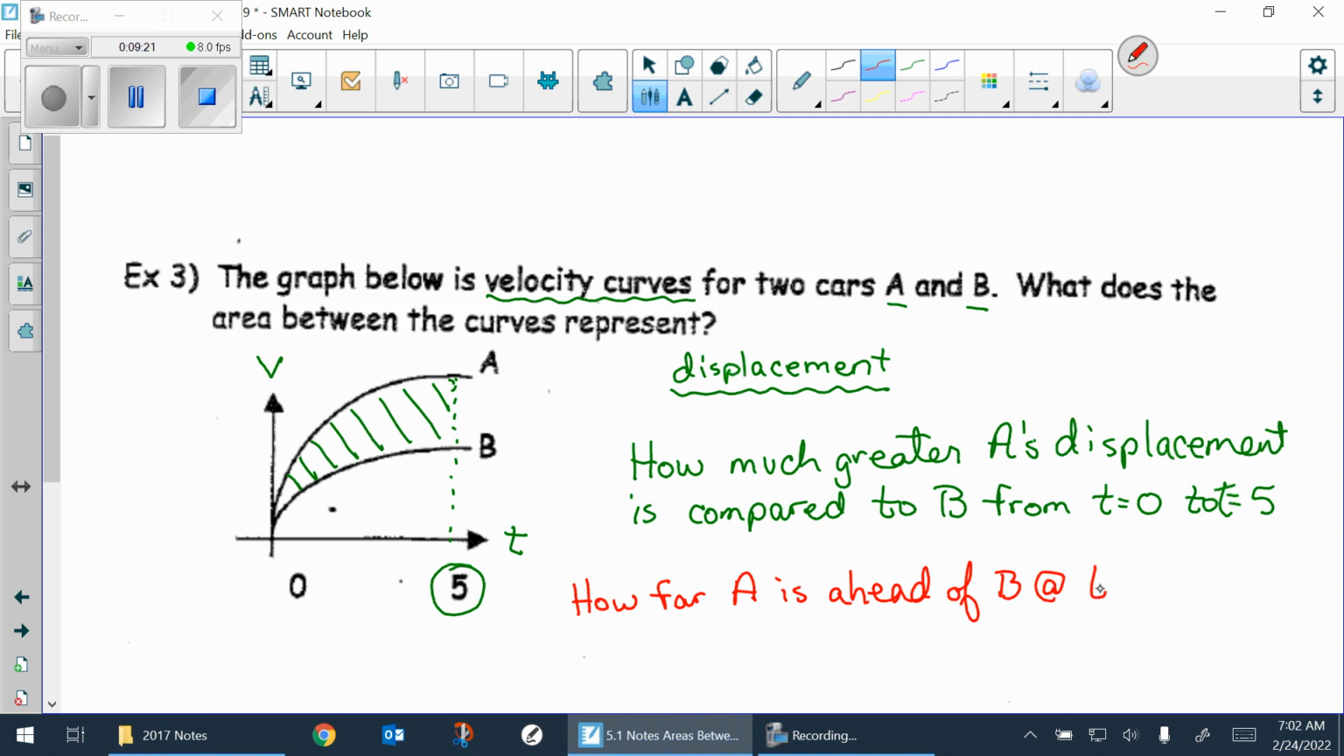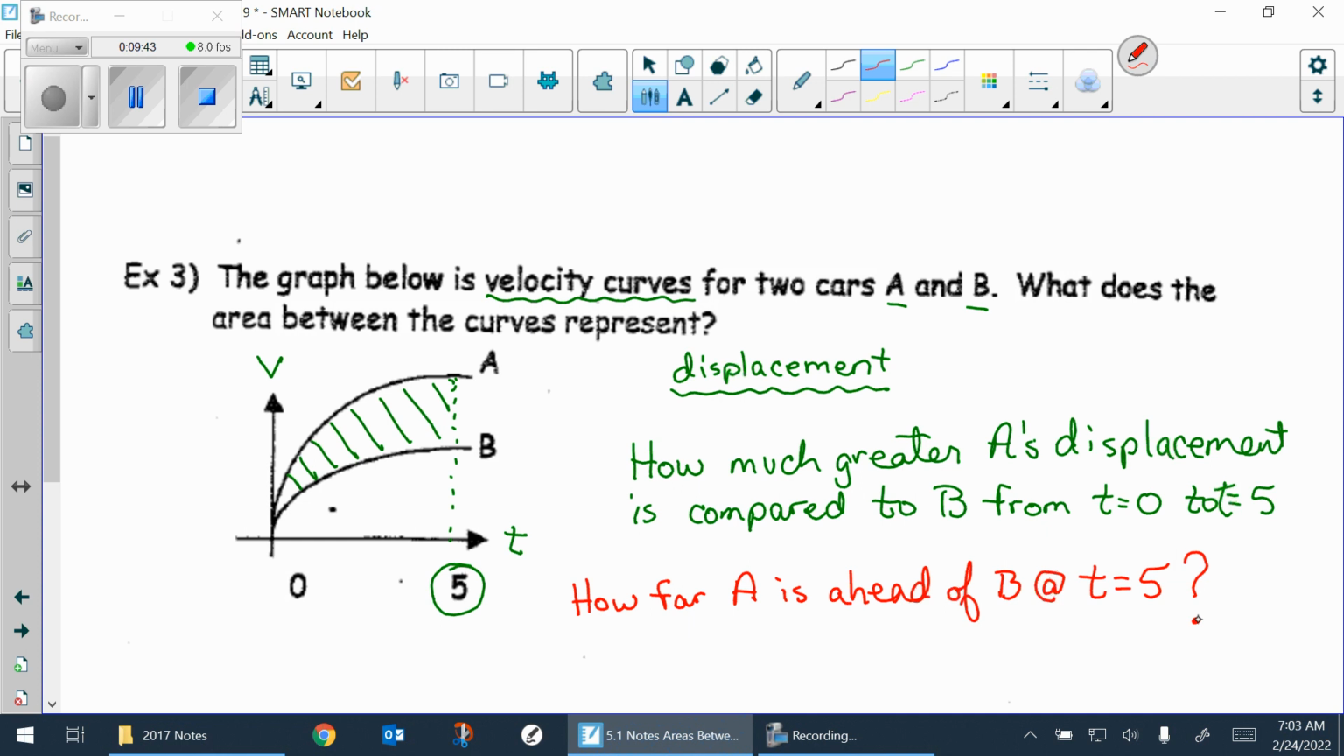At t equals 5. Would that have been okay to say? A's got a bigger displacement. A has definitely traveled further. These displacements are positive, so they can be considered distances.